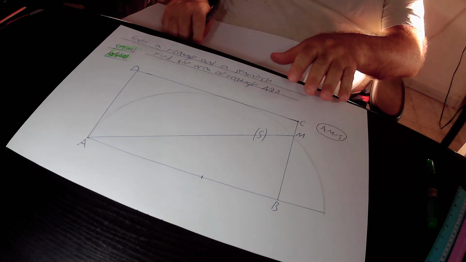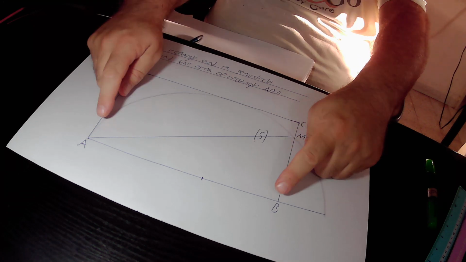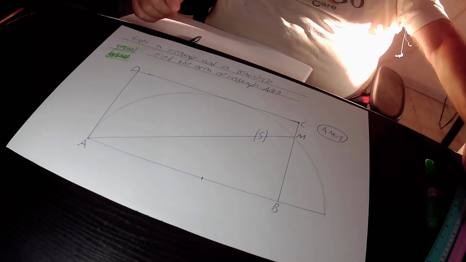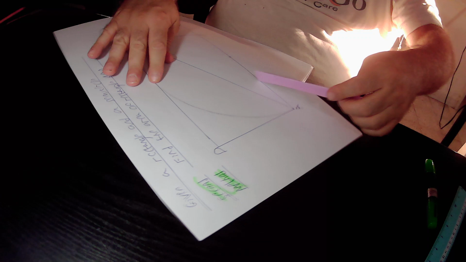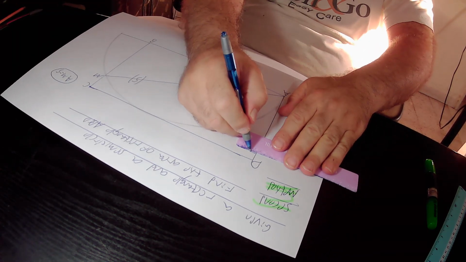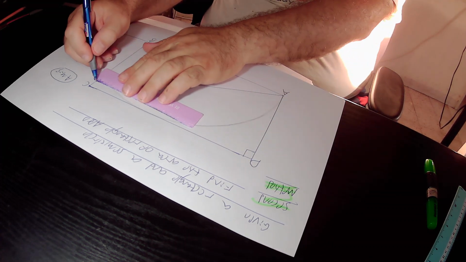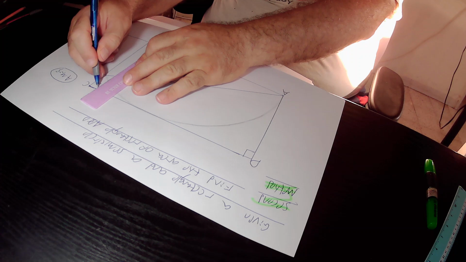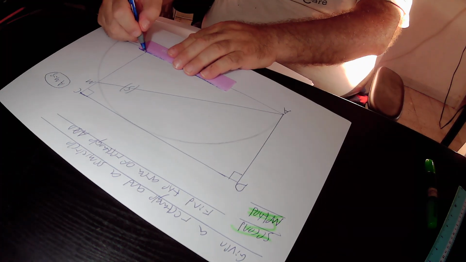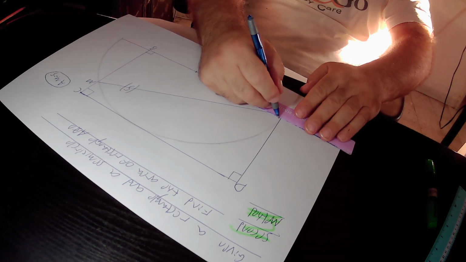First of all, because ABCD is a rectangle, all those four angles inside rectangle ABCD are right angles. So this is a right angle. This is also a right angle. This is a right angle. And finally, this is also a right angle.